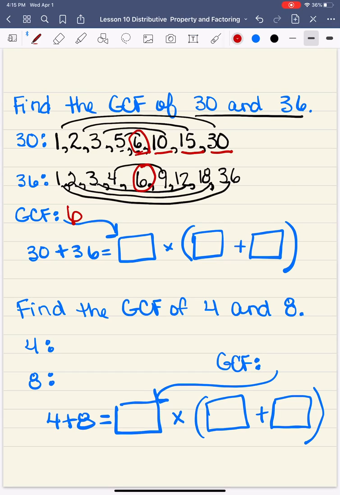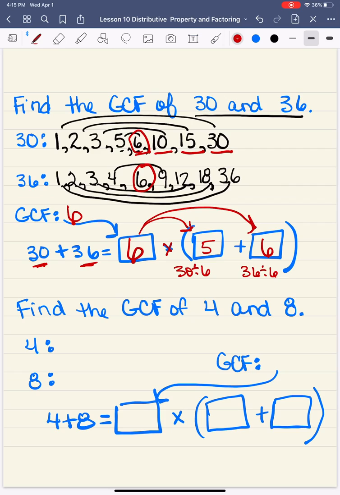So I'm factoring out their biggest factor. Their biggest factor was 6, so that's going here. Well, remember this needs to distribute out to these numbers. So I'm looking here. 30 divided by 6 is 5, and then 36 divided by 6 is 6.